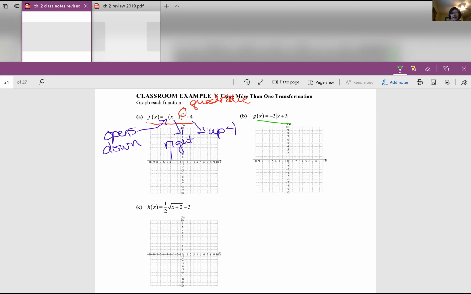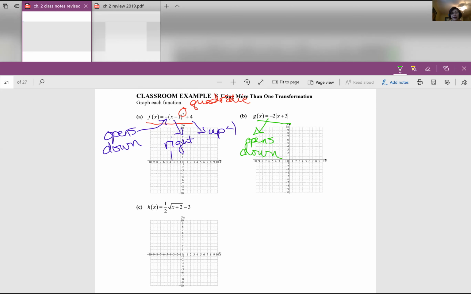What would this negative in the front tell us? Wouldn't that make that upside down? So Logan, when you say it would make it upside down, that's telling instead of a V opening up, it's going to be a V that opens down. Good job. And wouldn't the plus 3 put it to the left by 3? Okay, so what do y'all think?